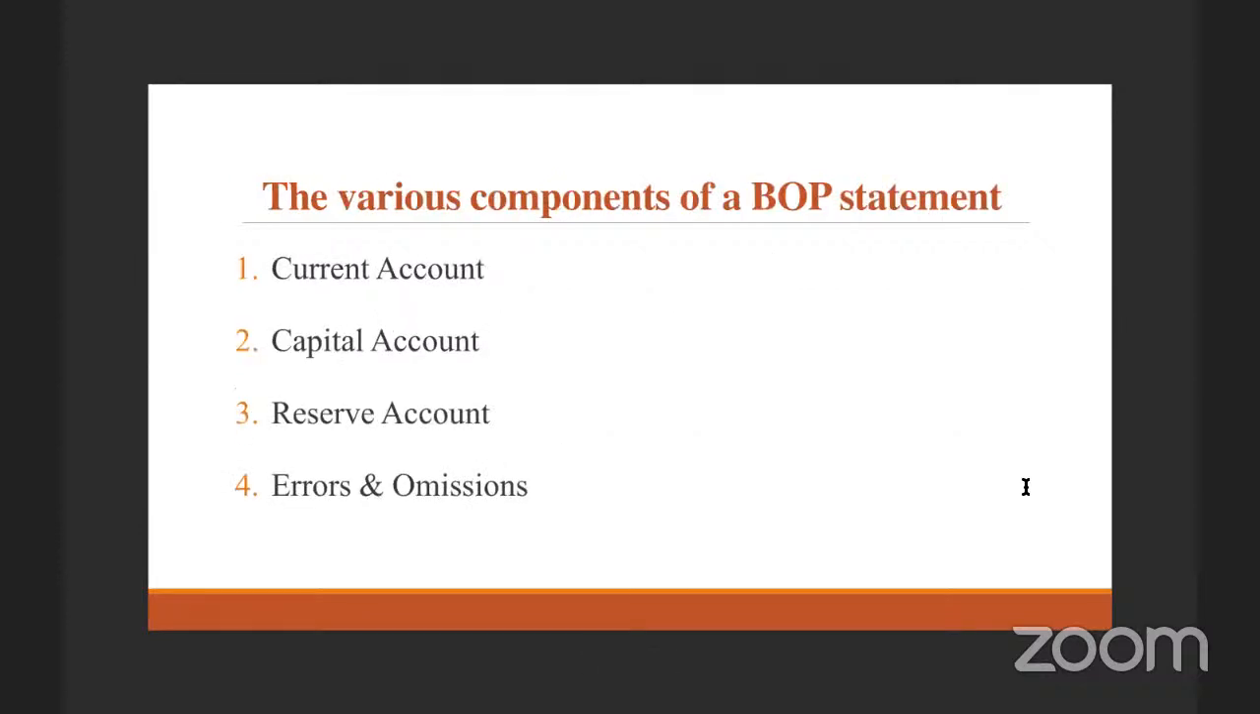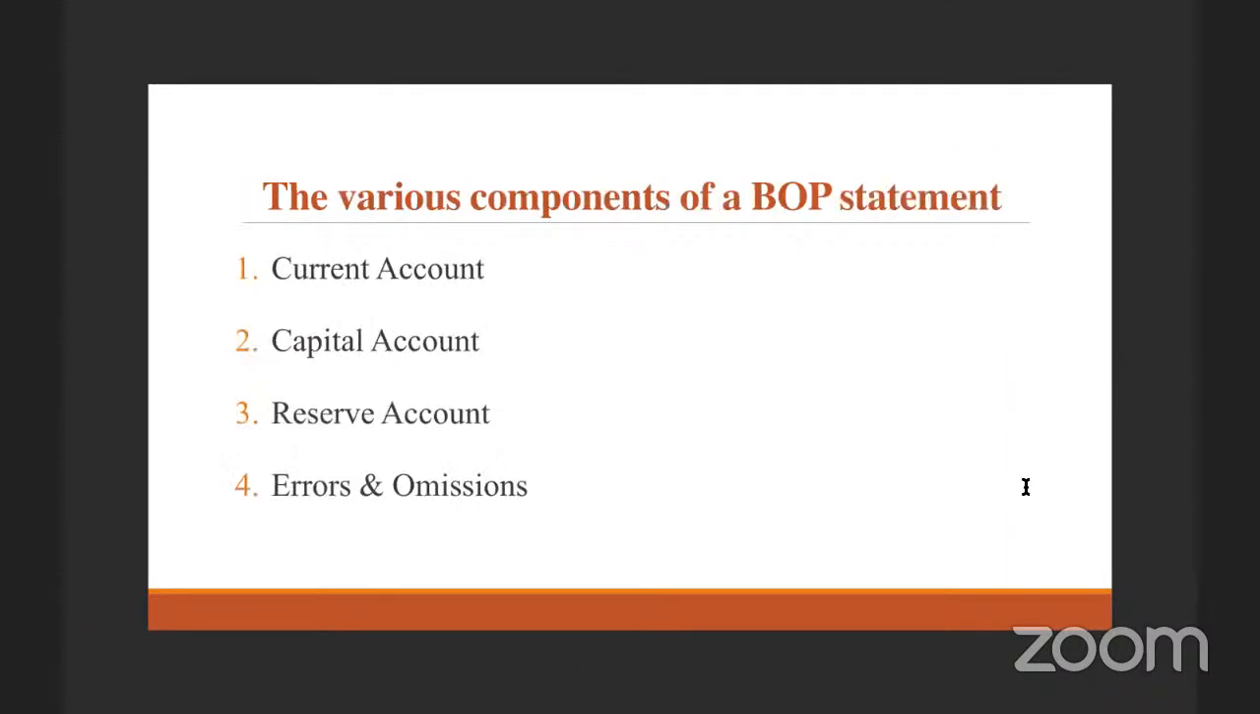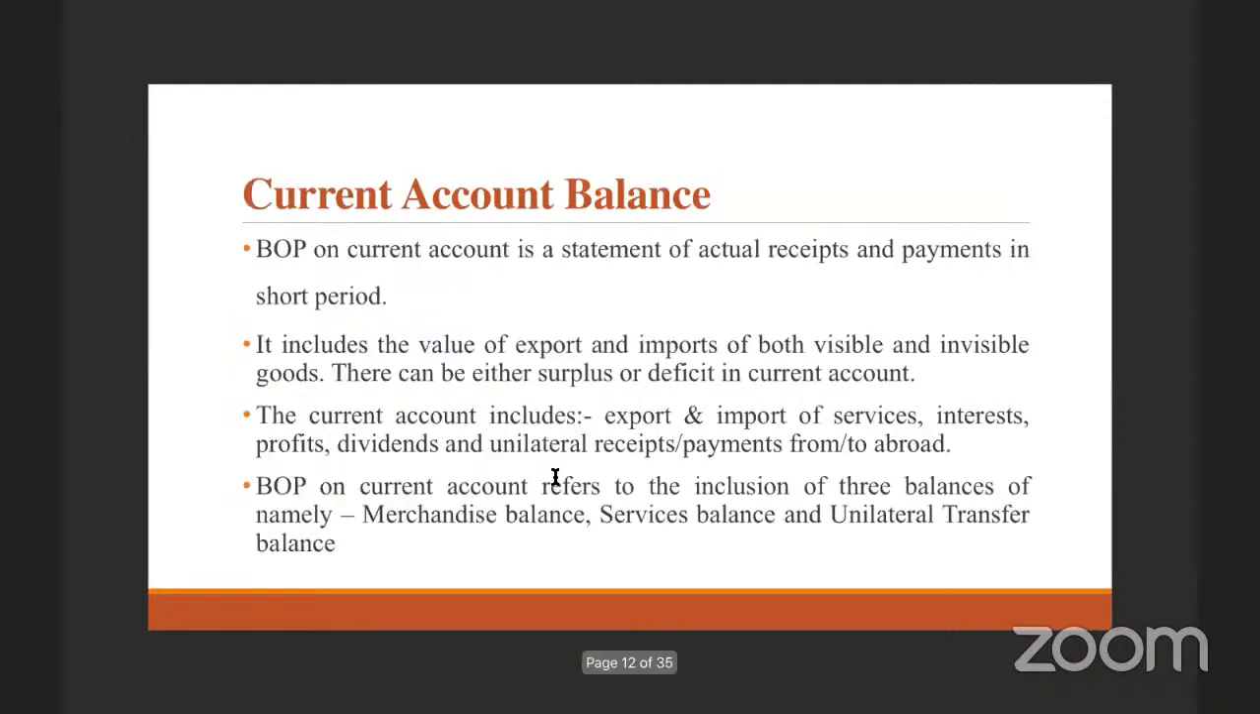Then what are the components? These are the rules of balance of payment. And what are the components of BOP? Current account, capital account, reserve account, errors and omissions. If there are any adjustments, that is what the errors and omissions are. These are the main components, and this is to adjust the balance of payment.